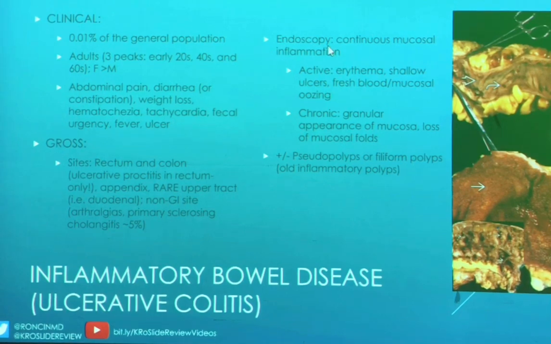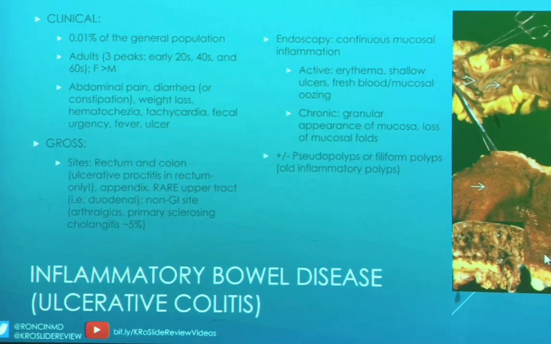On endoscopy, you're going to see this continuous, not patchy, continuous mucosal inflammation. So if they're active, it's very erythematous. You have the ulcers, there can be oozing or blood within the lumen. Whereas when they're chronic, you get this very granular appearance. It smooths out, and by smoothing out, I mean you get the loss of those rugal folds. Okay, no more mucosal folds within the colon.